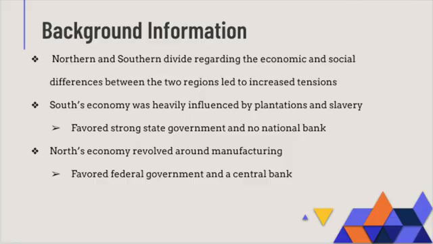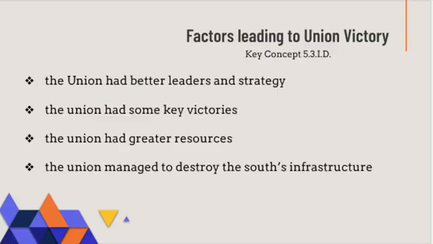So now, having described the Civil War and also having described the factors leading up to this war, it is time for us to answer the question, what were the various factors that contributed to the Union victory in the Civil War? The answer to this question can be found in Key Concept 5.3.1d. There, it says that although the Confederacy showed military initiative and daring early in the war, the Union ultimately succeeded due to improvements in leadership and strategy, key victories, greater resources, and the wartime destruction of the South's infrastructure.